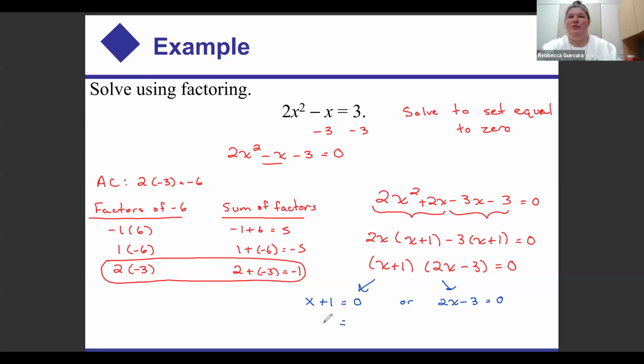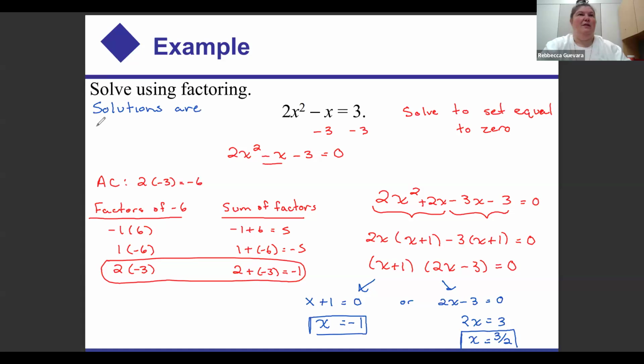Like I said, all we're doing is solving for x. Here I just subtract 1 from both sides, so x can be -1. Here's a little bit more work. I have to add 3 first, so 2x equals 3. Then if I divide by 2, I get 3 over 2. So my two solutions are x equals -1 and x equals 3 over 2. And you can plug those in and check again.